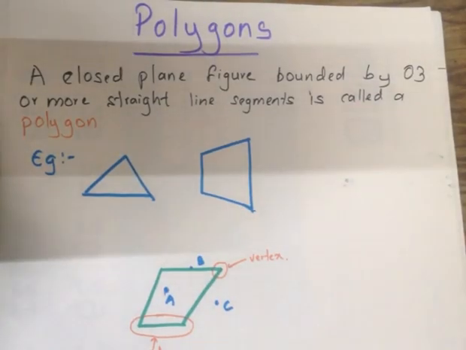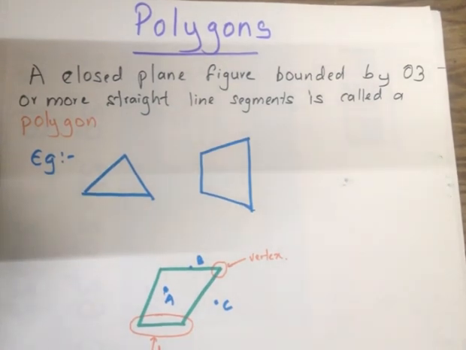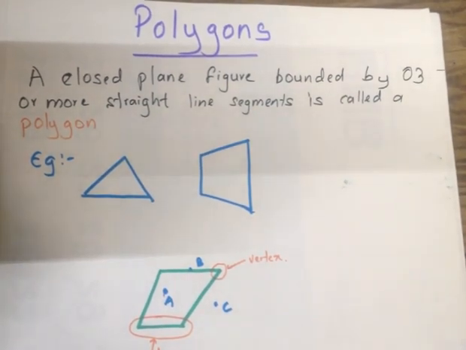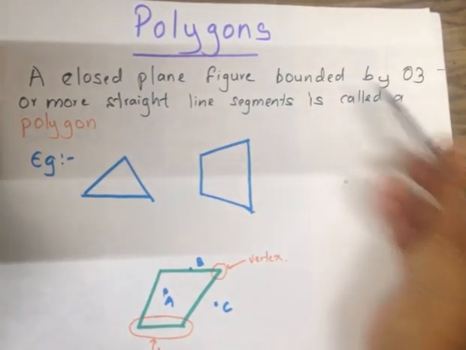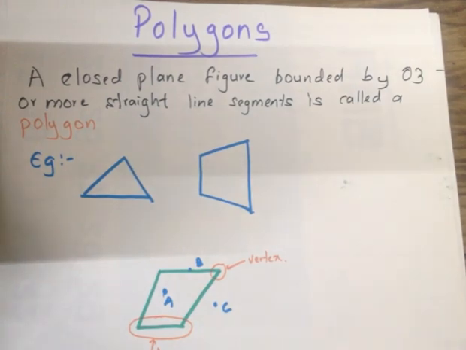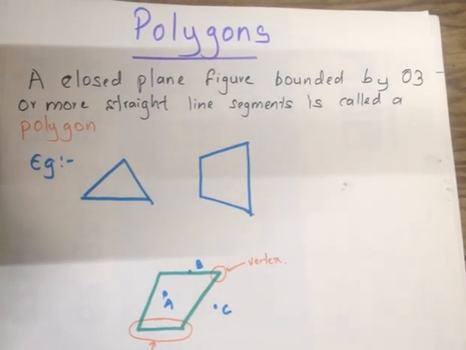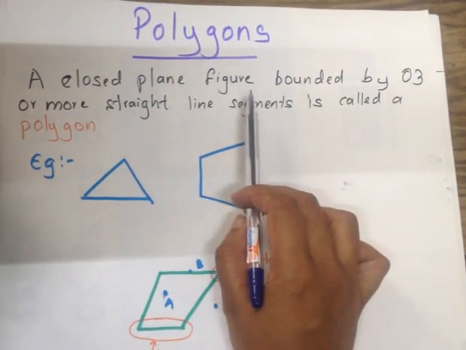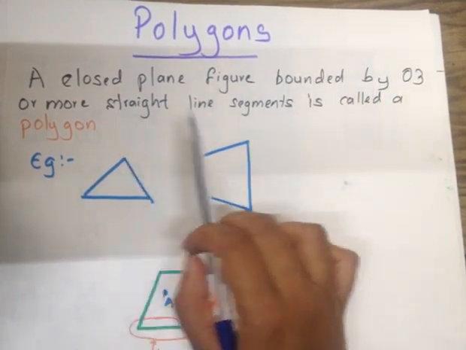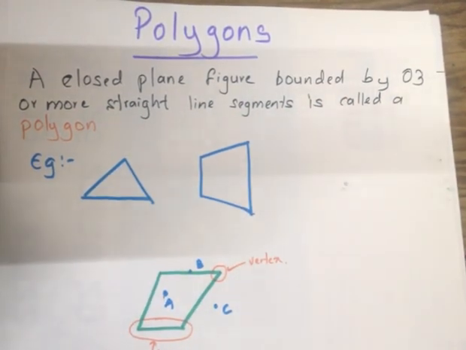Hello friends, today I am going to teach you the 14th lesson of the grade 7 government textbook, Rectilinear Plane Figures part number 1. It is about polygons. Let us first see the definition of the polygons. A closed plane figure bounded by 3 or more straight line segments is called a polygon.